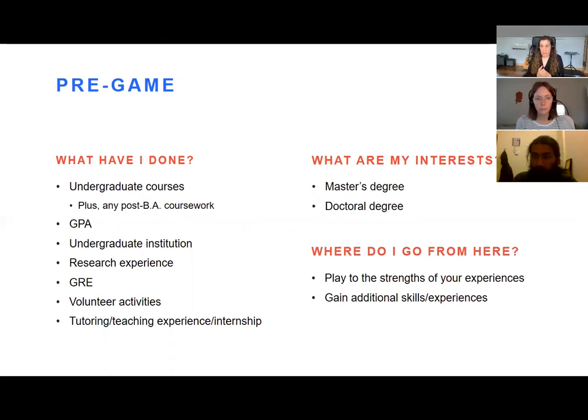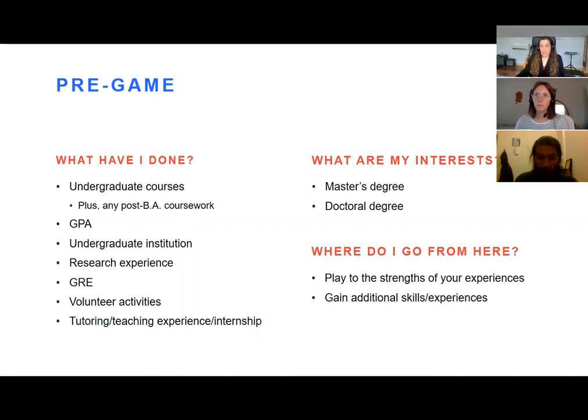Some of the common things that you'll want to highlight and think about as you're looking at graduate programs are any coursework that you completed with your bachelor's degree, your GPA, and we'll talk a little bit more about GPA later in the presentation. Your undergraduate institution and the experiences that you had there. So, were you able to complete research when you were an undergraduate? Did you have internship or other experiences? Were you able to work as a student assistant during that time? All of those types of things that you were able to do as an undergraduate could really help you think about how that relates to the graduate program that you're interested in.